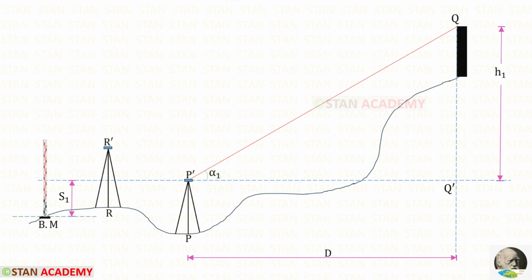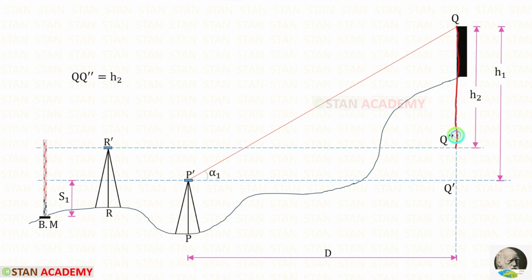Now we have to make one more station, that is R. In this station, we have to install a theodolite. R dash is the vertical projection of R. In the horizontal axis of telescope in the theodolite, we have to make a horizontal projection. Let us keep this point as Q double dash. Let us keep the height of Q double dash as H2.